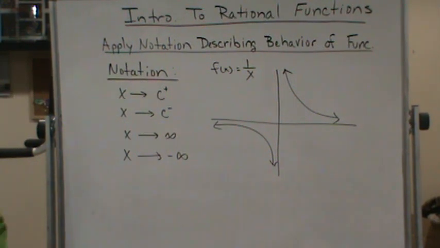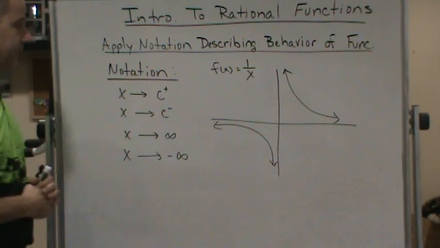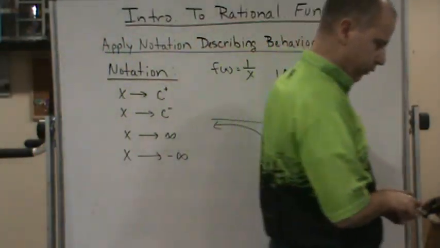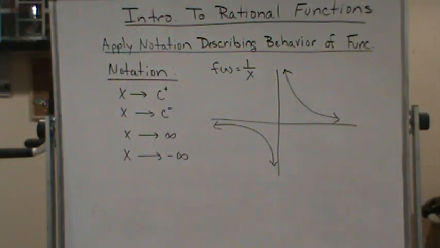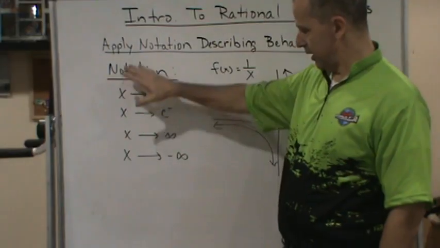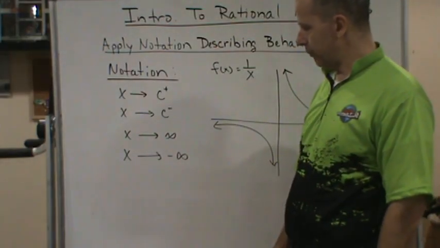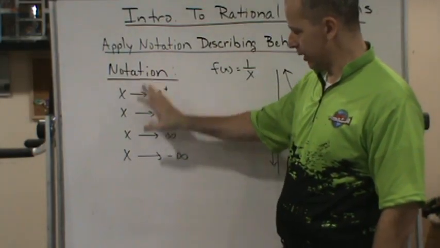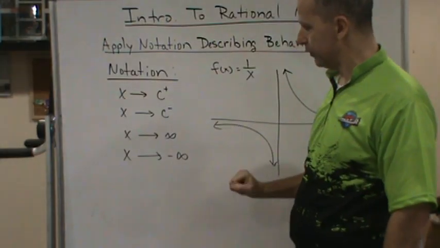Okay, now let's look at notation here. So in this case, we've got some things that we want to go over, to make sure that we understand notation when we're talking about end behavior, or behavior when x approaches infinity or approaches a specific value. So when we look at the notation here, x with the arrow, I'm going to go through and say what each of these represent.